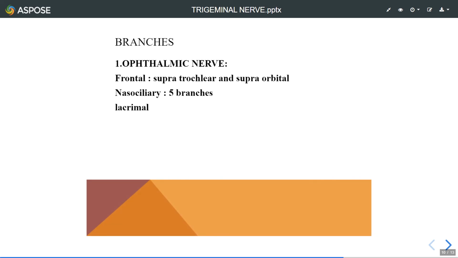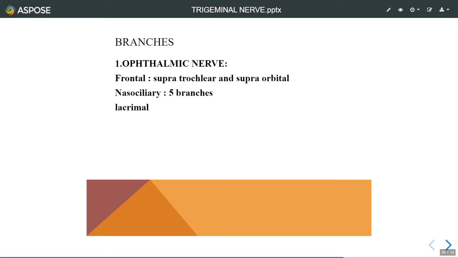Next, we are going to see about its branches in brief. That is the ophthalmic nerve, maxillary nerve and mandibular nerve. The ophthalmic nerve is purely sensory and its branches are frontal, nasociliary and lacrimal. The frontal consists of 2 branches, that is supratrochlear, which supplies upper eyelid, conjunctiva, lower part of forehead, and supraorbital, which supplies frontal air sinus, upper eyelid, forehead, scalp till vertex.